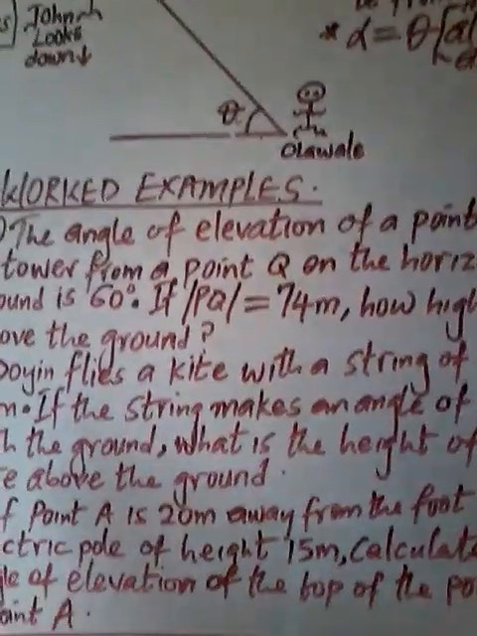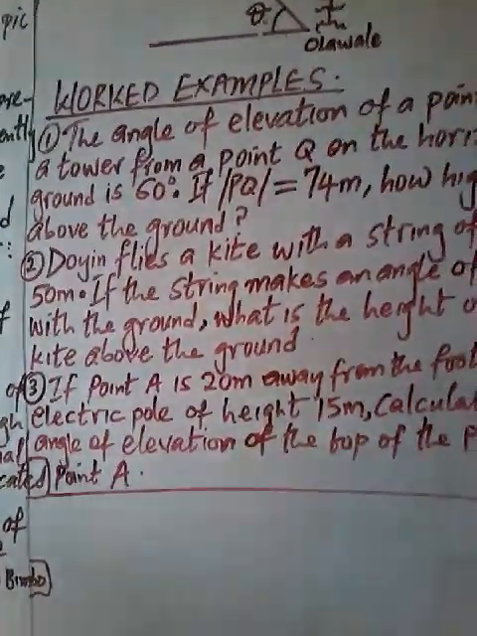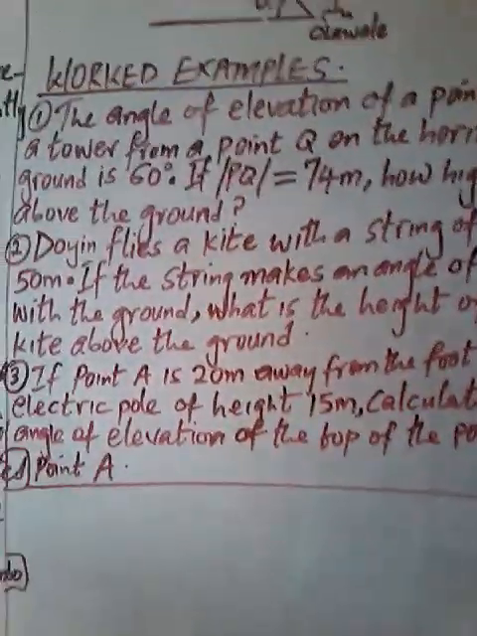Now, when we come to worked examples, there are 7 examples in all that we'll do together. 4 of them will be on angles of elevation, and the other 3 will be on angles of depression. Look at number 1 here.